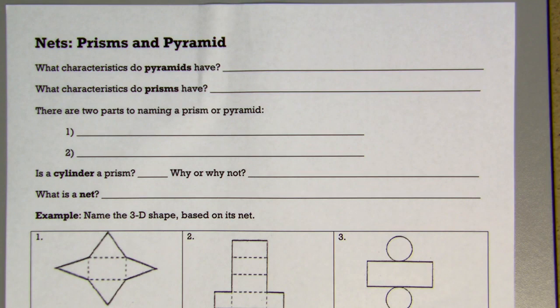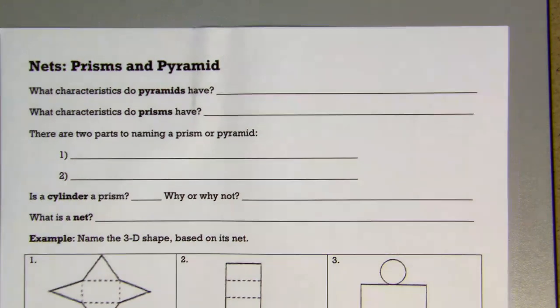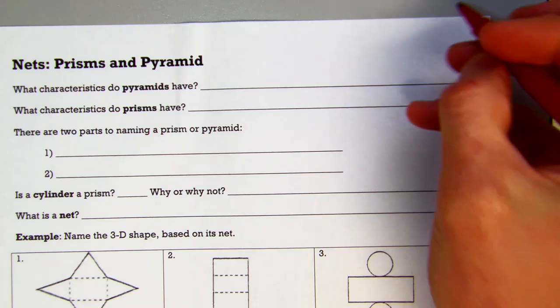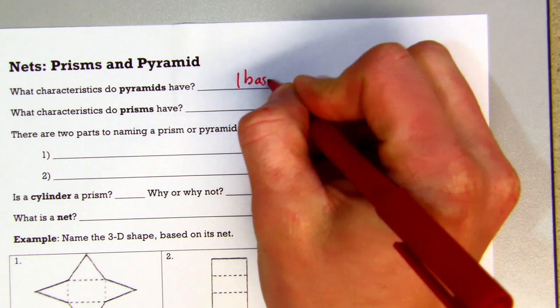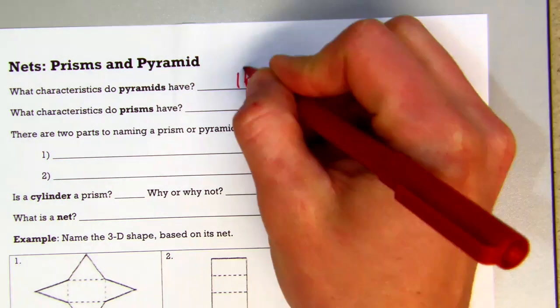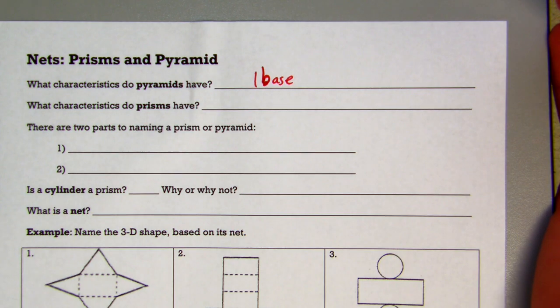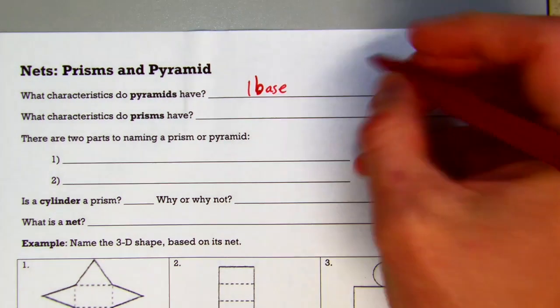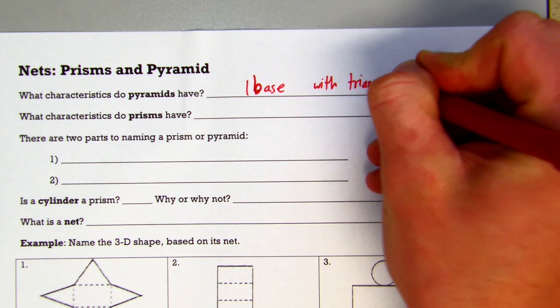Alright, so today's lesson is on nets, prisms, and pyramids. The first question we're going to look at is what characteristics does a pyramid have? We know that a pyramid has one base, and that base can either be a triangle, a square, even a rectangle. And then it has triangular sides. So it's one base with triangular sides.